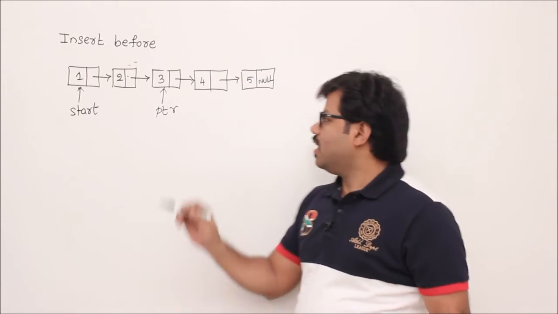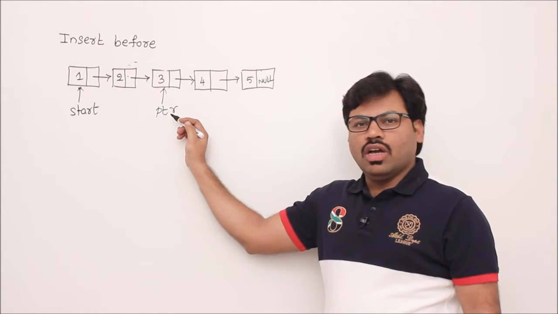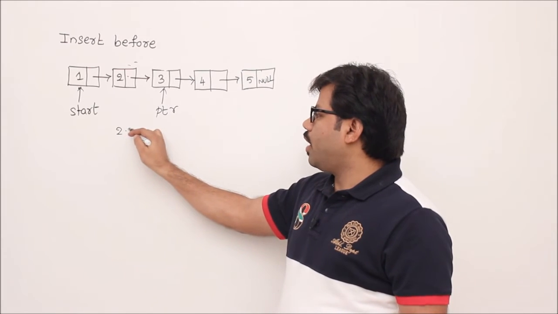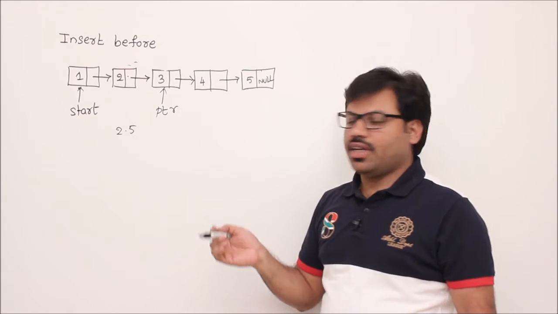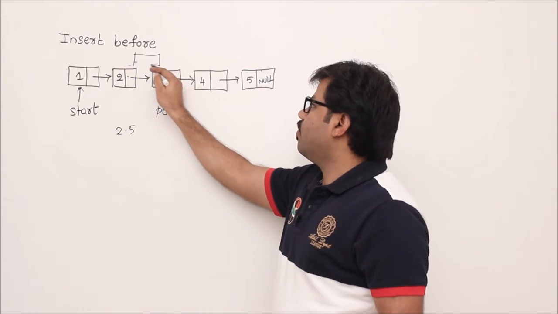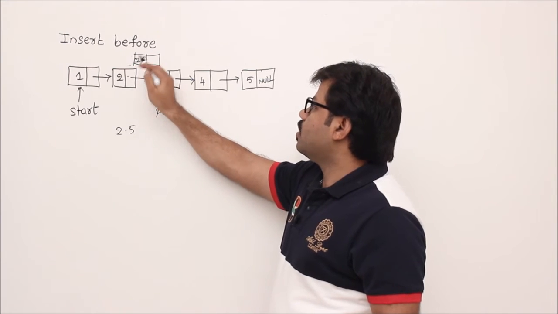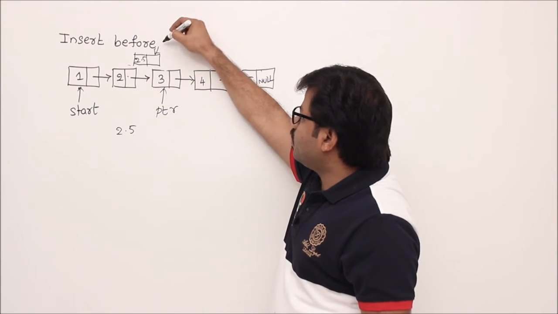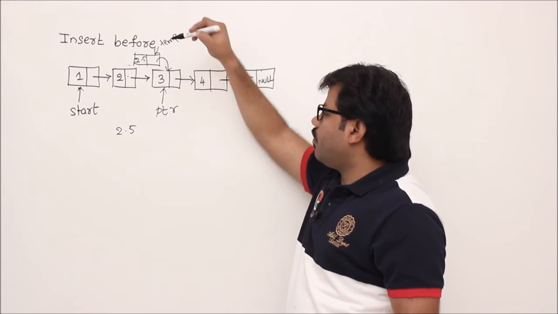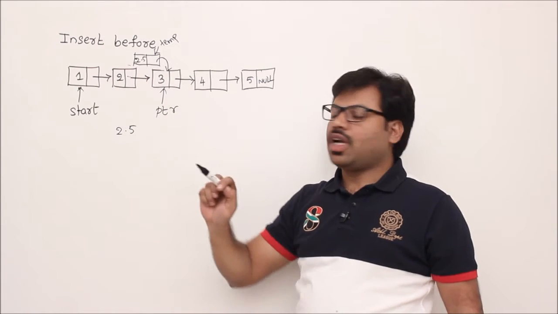Now one more operation is how to insert before a PTR. That means PTR will be given to you. We have to insert a node before this PTR. Example, let's say you would like to insert 2.5. How do you do it? Then you might think of one traditional way like this. Create a node, write 2.5. Yes, it is possible. Let's say the pointer to that one is temp. So temp next is PTR, so that we can link like this. Now the only thing is we have to link here to here. But how to do that?